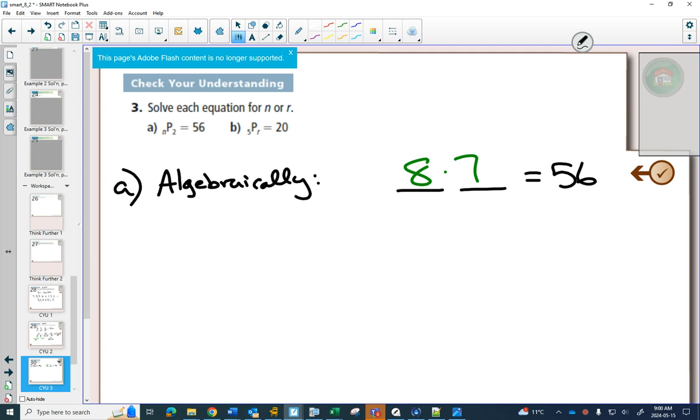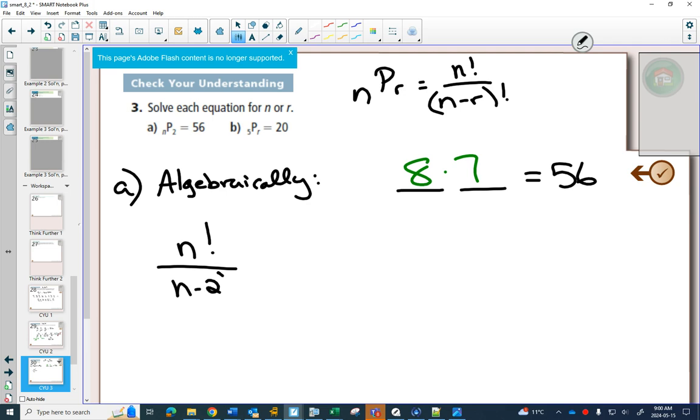Algebraically, though, you would have to go to your formula, and your formula would say NP2, because we have this. This is what our formula sheet says. NPR is n factorial over n minus r factorial. So NP2 would be n factorial over n minus 2 factorial, and that's equal to 56.